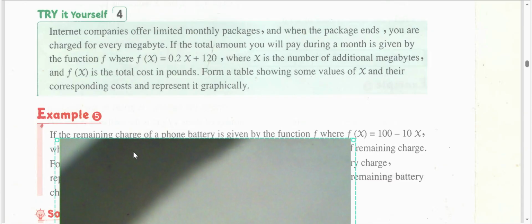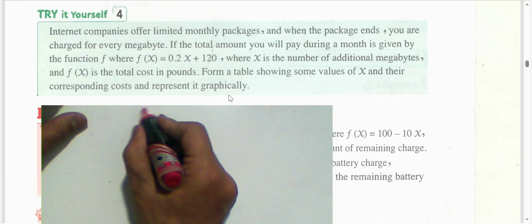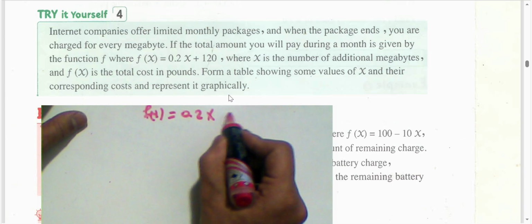Self number 4. Internet companies offer limited monthly packages, and when the package ends, you are charged for every megabyte. The total amount you will pay during months is given by the function f of x equals 0.2x plus 120, where x is the number of additional megabytes. f of x is the total cost. Choose from a table showing some values of x, their corresponding costs, and represented correctly.